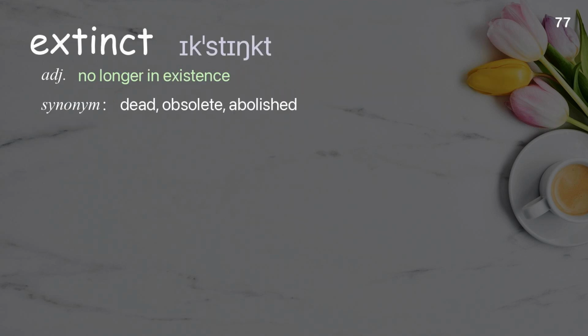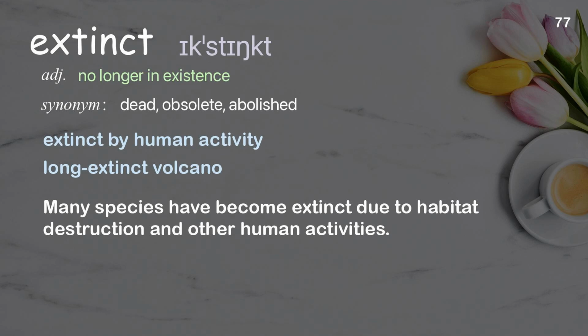Extinct. No longer in existence. Examples: Extinct by human activity. Long extinct volcano. Many species have become extinct due to habitat destruction and other human activities.